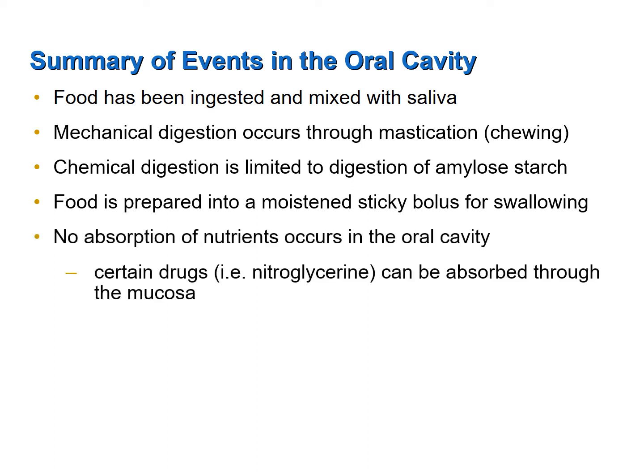Note that no absorption of nutrients occurs in the oral cavity, although there are some drugs that are administered across the mucosa of the oral cavity. Probably the most well-known drug is nitroglycerin. Nitroglycerin diffuses across the mucosa, is absorbed into the bloodstream, eventually makes it to the coronary arteries, where it causes the coronary arteries to become dilated. Nitroglycerin is used to treat patients with heart disease.